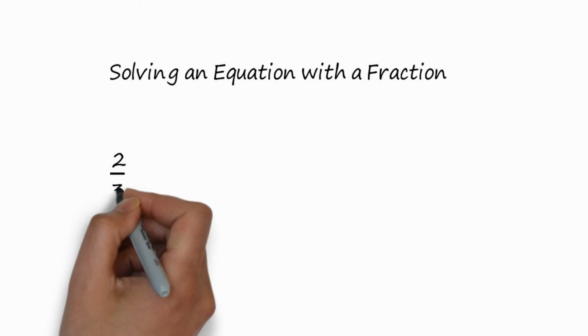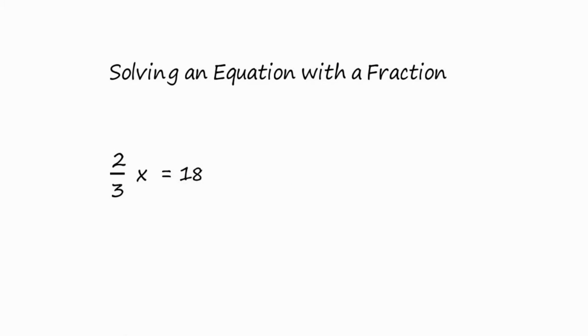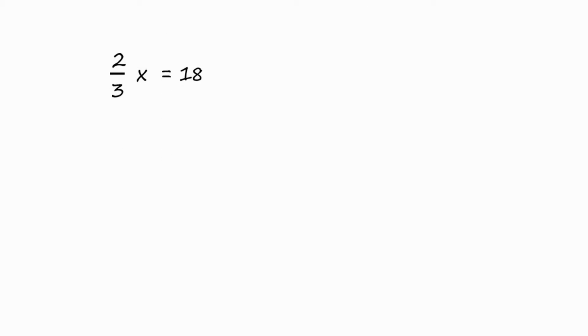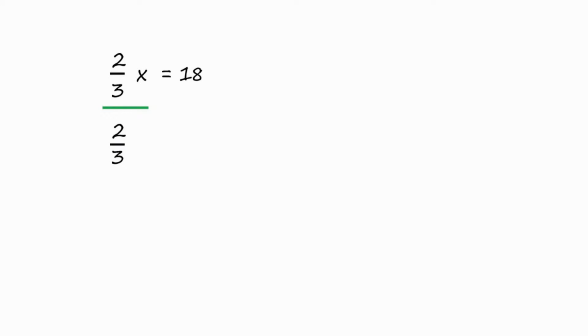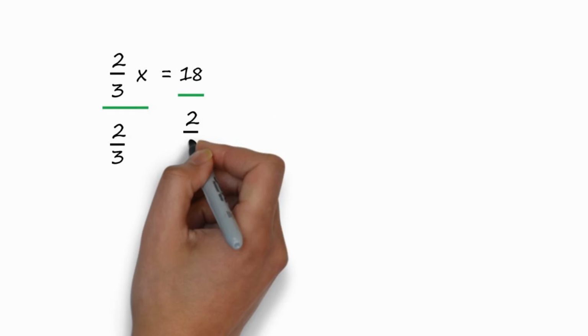Let's take an equation like 2/3 x equals 18. We want to use the same steps. X is being multiplied by 2/3. To get x by itself on one side of the equation, we have to divide by 2/3. And if we divide one side of the equation by 2/3, to keep the equation equal, we have to divide the other side by 2/3.